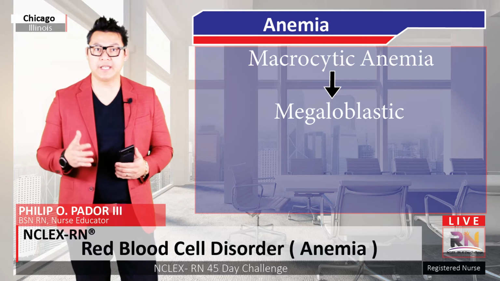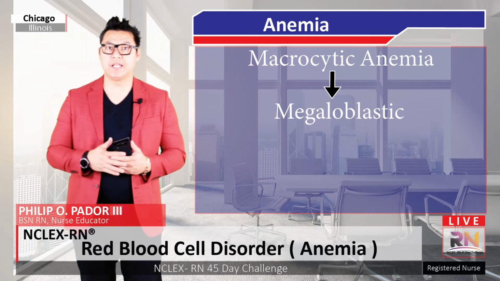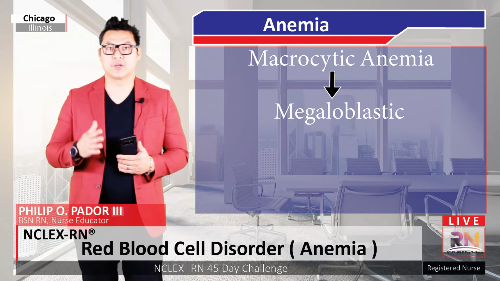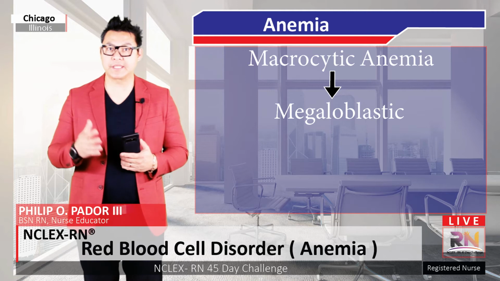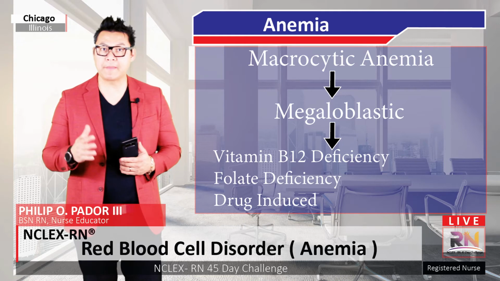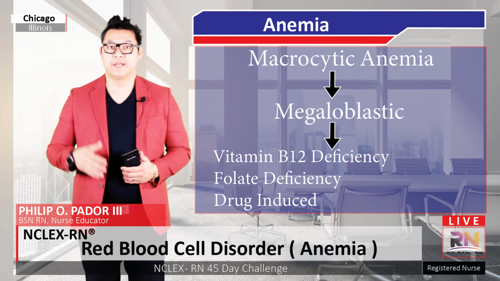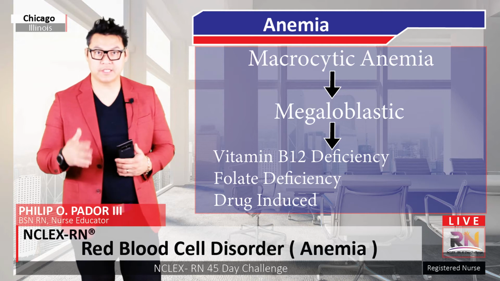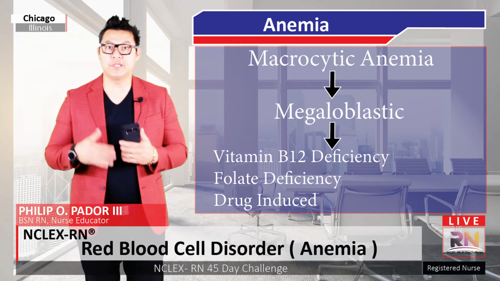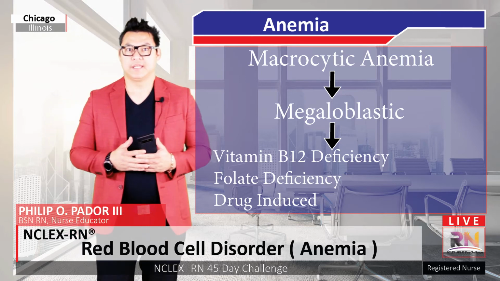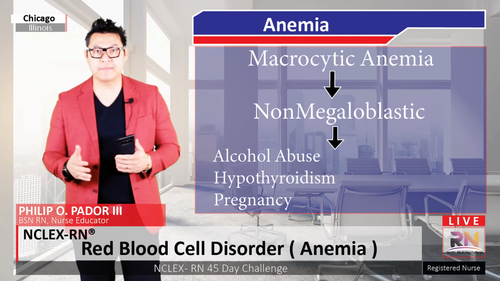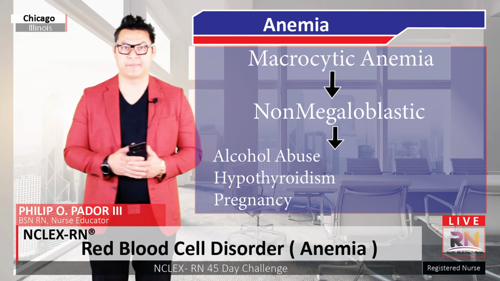Megaloblastic anemia is basically where on the blood film you can see large immature red blood cells called megaloblasts. Also, you can potentially see hypersegmented neutrophils. These findings on the blood film signify someone that has vitamin B12 deficiency, folate deficiency, or drug toxicity, side effects from methotrexate, for example. If the blood film only shows large mature red blood cells, this is non-megaloblastic and can signify alcohol abuse, hypothyroidism, and pregnancy as potential causes of anemia.